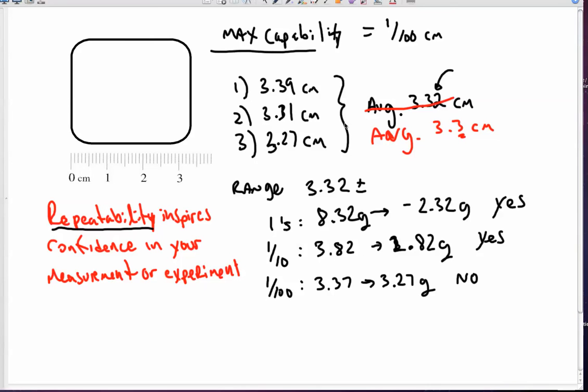And I just noticed I had grams here, even though we were measuring length, so these should be centimeters. Sorry about that. All right, so the confidence procedure tells us that our average should be recorded as 3.3 centimeters. And we'll do more applications in the next section.